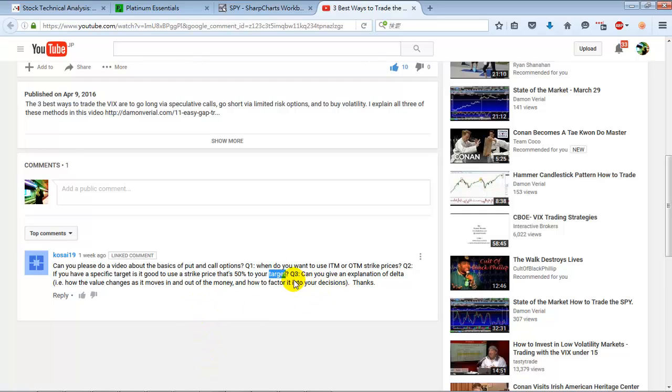All right. Question 3, can you give an explanation of delta, i.e. how the value changes as it moves in and out of the money, and how you factor that into your decisions? All right, so how the value changes.